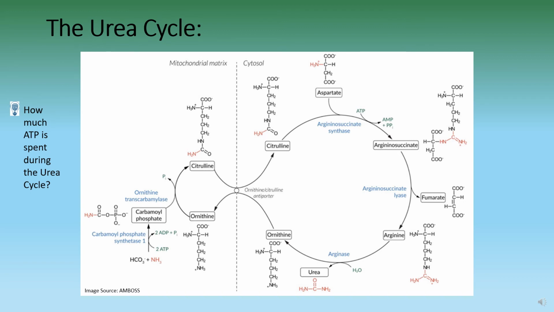How much ATP is spent during the urea cycle? 3 ATP molecules are consumed to carry out the urea cycle. It is relatively energetically expensive since it doesn't provide any energy in return. If our body is spending energy with no return, this emphasizes how important the cycle is for maintaining homeostasis.